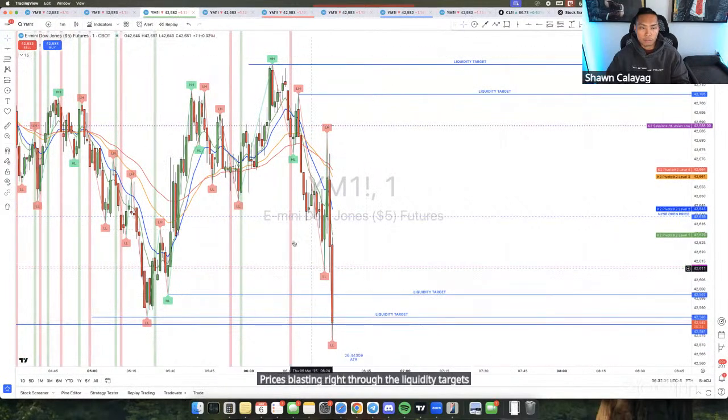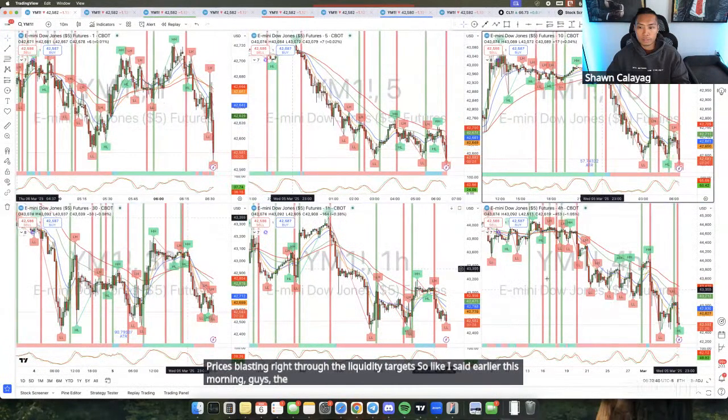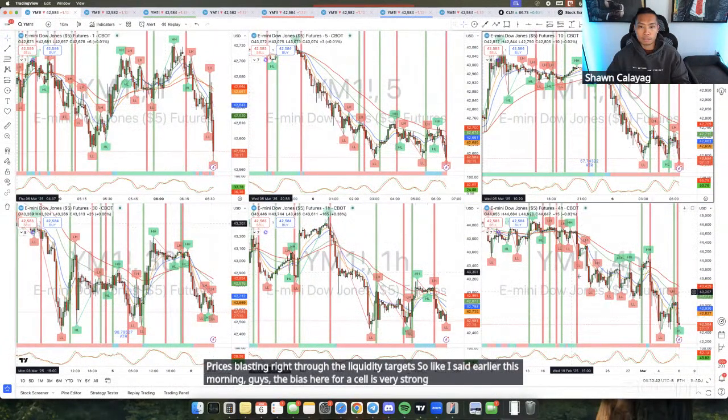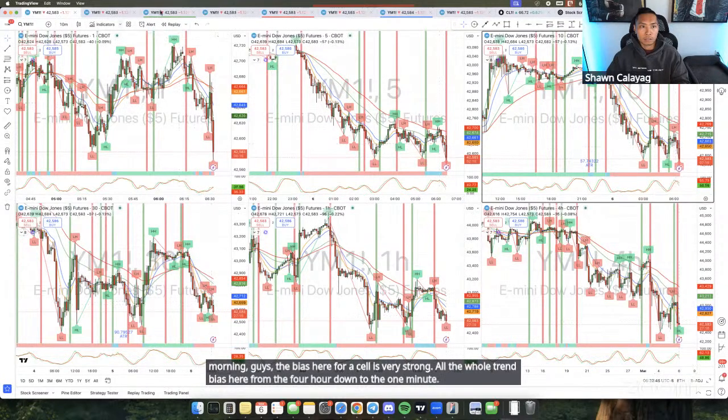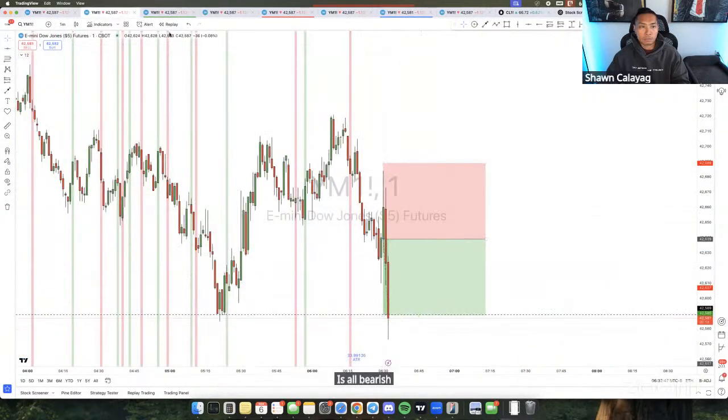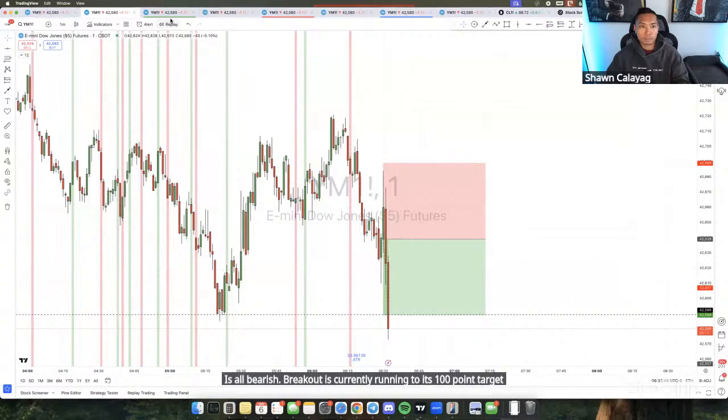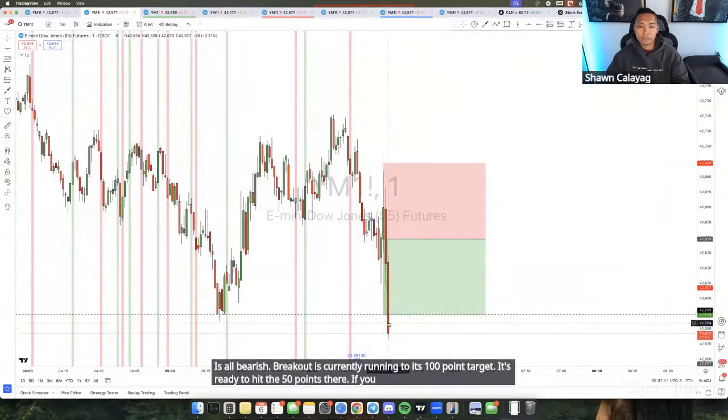Like I said earlier this morning, guys, the bias here for a sell is very strong. The whole trend bias from the 4-hour down to the 1 minute is all bearish. The breakout is currently running to its 100-point target. It's already hit the 50 points there. If you want to move your stop loss to profit, you can.